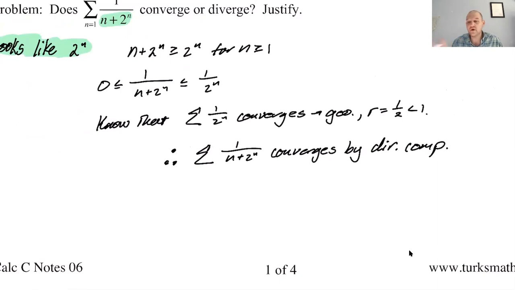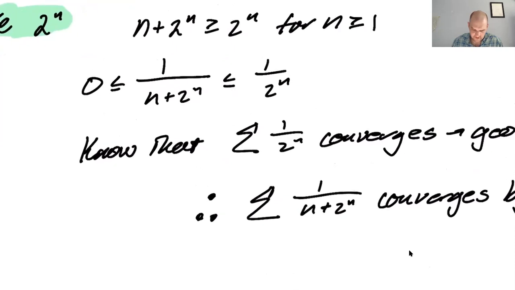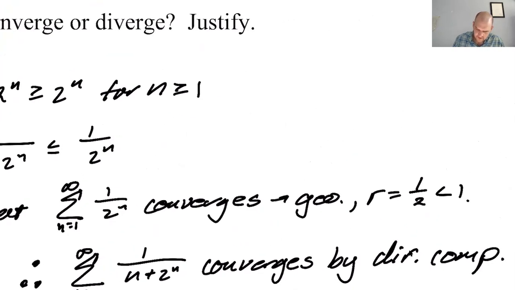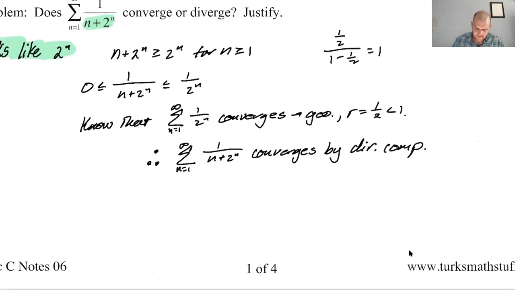And we don't know what it converges to, but we know that it converges to something smaller than whatever 1 over 2 to the n converges to. So this was 1 to infinity, 1 to infinity. So what does that converge to? Let's see. That would be the first term over 1 minus the ratio. So this converges to exactly 1. This converges to something smaller than 1. We don't know what. We just know that it definitely converges.